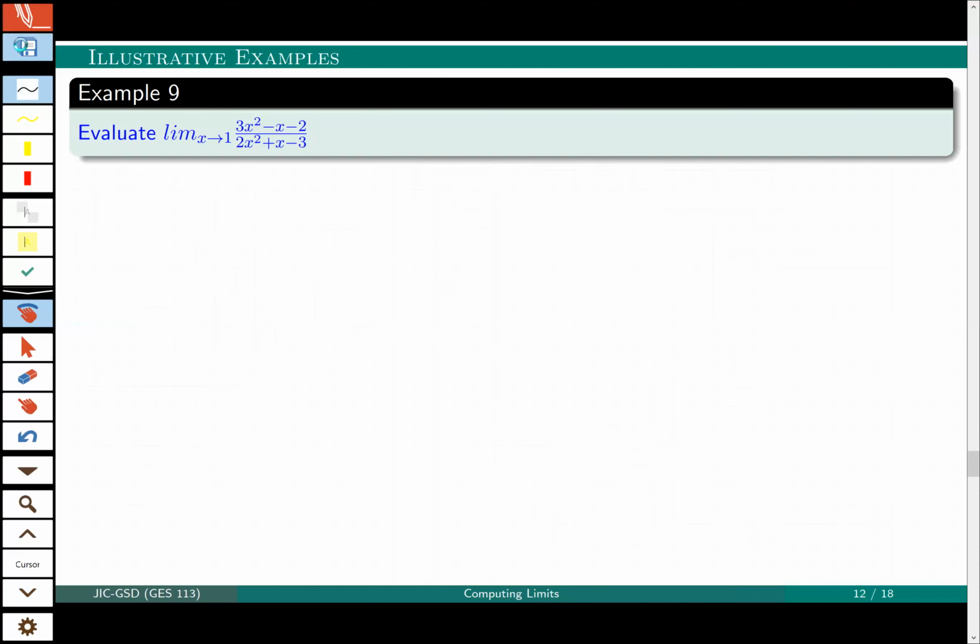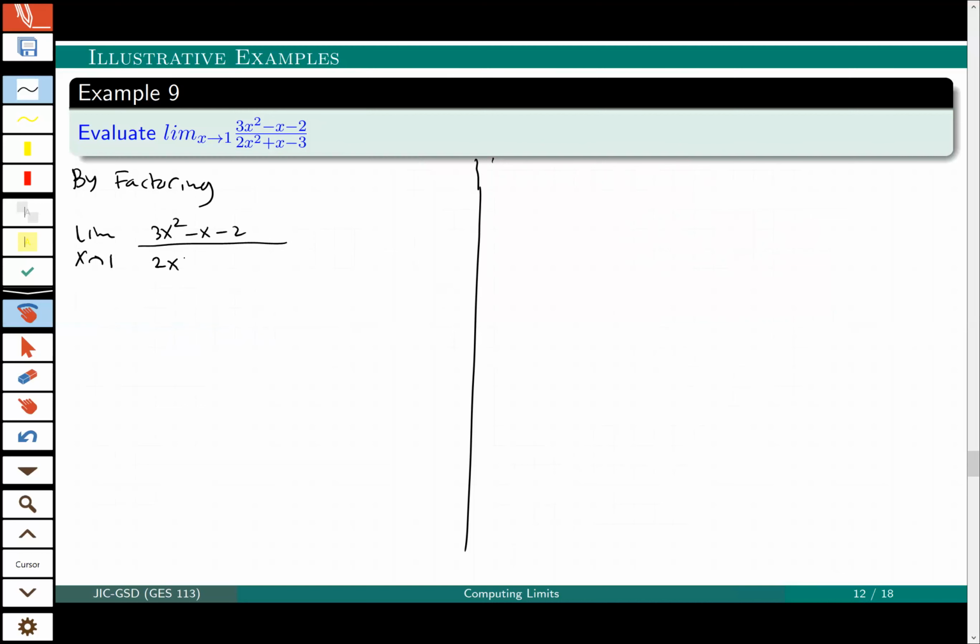Now, same thing here. By factoring is the first one. We have the limit when x goes to 1 of 3x squared minus x minus 2 over 2x squared plus x minus 3. According to the factor theorem, when we substitute x equal to 1, we get 3 minus 1 minus 2 over 2 plus 1 minus 3, which is 0 over 0.